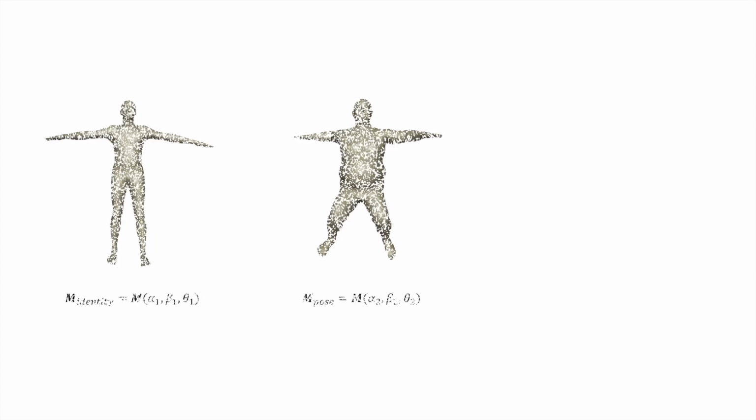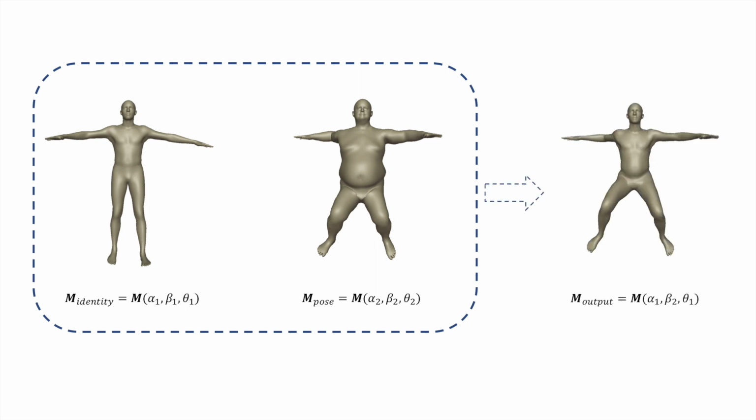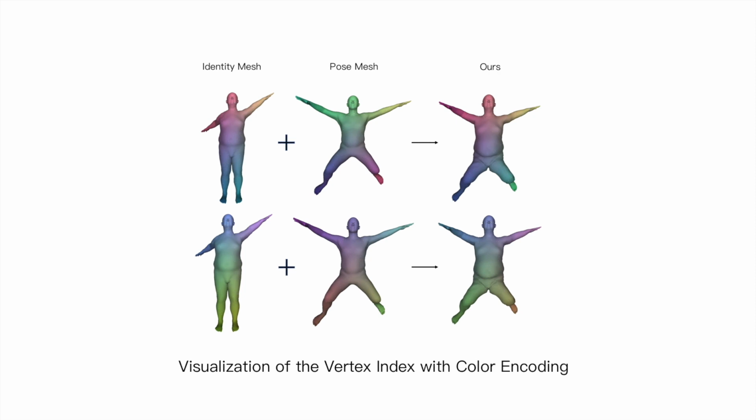Given two meshes, identity with alpha 1, beta 1, theta 1, and pose with alpha 2, beta 2, theta 2, our goal is to transfer the pose to the identity mesh by producing an output mesh with alpha 1, beta 2, theta 1. Our method is invariant to different vertex orders of source and target meshes, and the vertex order of our results is consistent with the identity mesh.